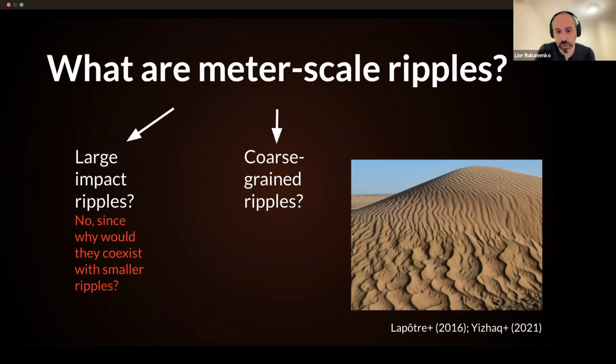So could they just be coarse-grained ripples? Well, no, probably not, because when we look at images, we see that the sand is well sorted on Mars. So it doesn't look like the sand, as you see in this picture, has a bimodal size distribution.